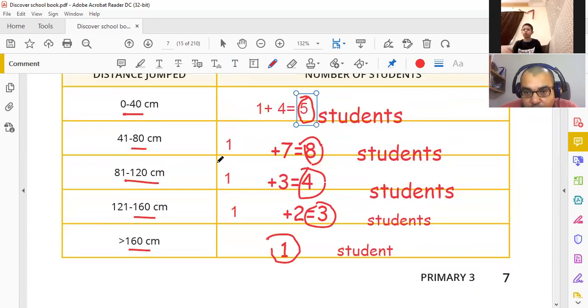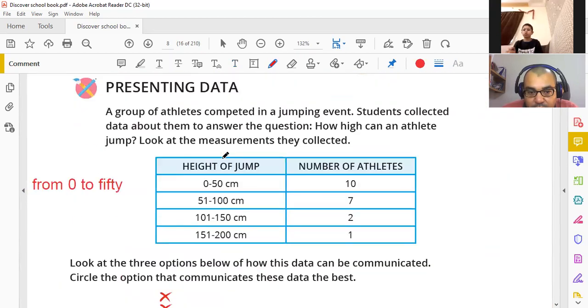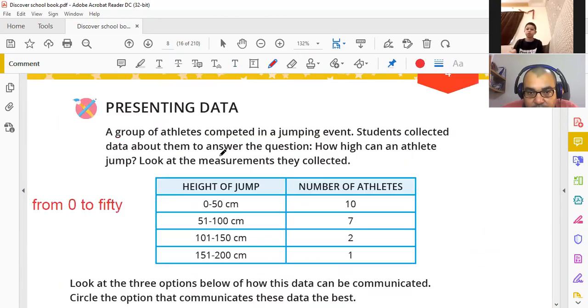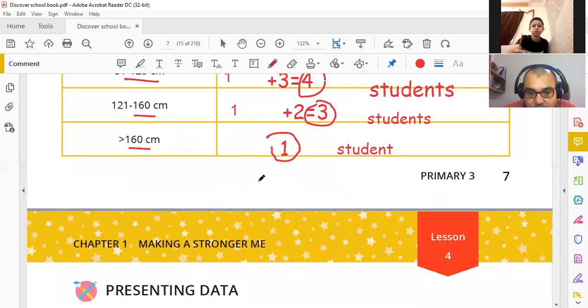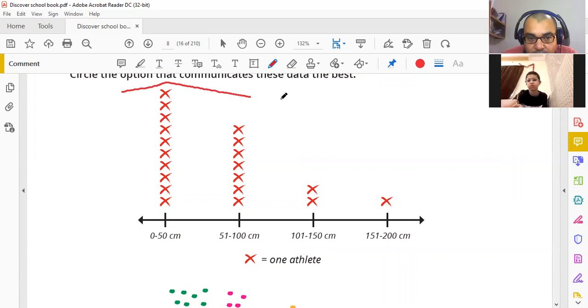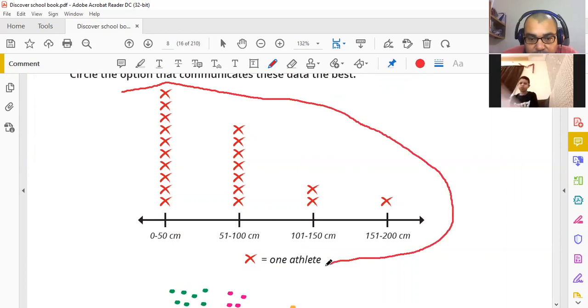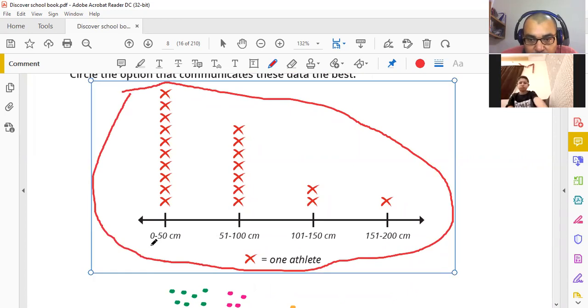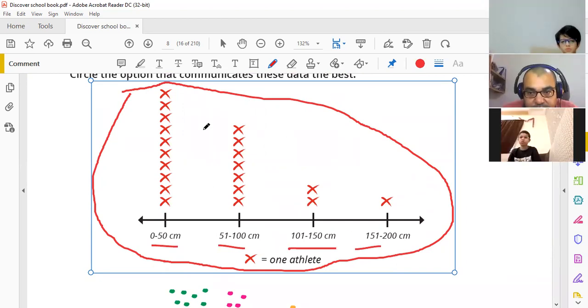Now we are going to go back again to this table, but here we are going to write the numbers of the students using this graph. We are going to make something similar to this one. Down here, we are going to write the numbers of centimeters. And you are going to write the numbers of the students by making x, 1 x equals 1 student.